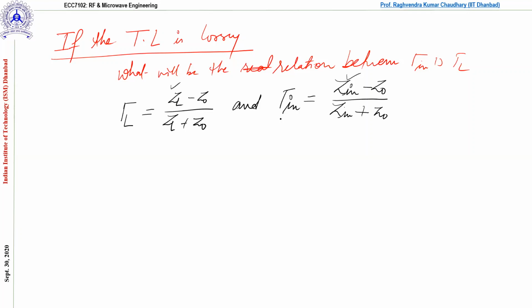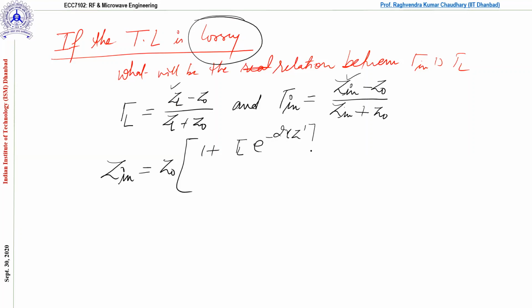Fine. Now another definition we have, if the transmission line is lossy: Zin is Z naught times (1 plus gamma L e to the power minus 2 gamma z dash) over (1 minus gamma L e to the power minus 2 gamma z dash). Instead of writing beta here, we now have to replace it with gamma. Gamma is alpha plus j beta. So alpha comes into the picture, and that is the part that shows the attenuation. Fine.